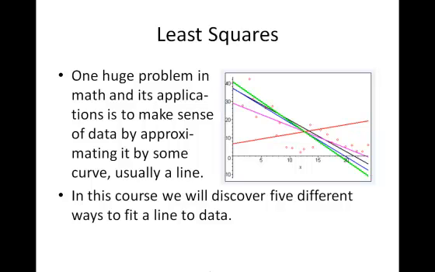One absolutely huge problem in math and its applications is to make sense of data by approximating it by some curve. It's almost always a line. What we're going to do is consider this problem, its origins, and how it was used to discover an asteroid, and then some various different ways to approximate data, which you can see in the picture of the little circles, by a line. Four of the five lines you can see approximate quite well, but one is terrible, and we're going to look at that.